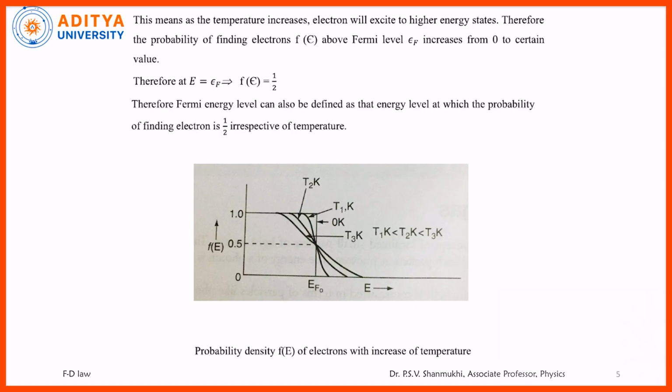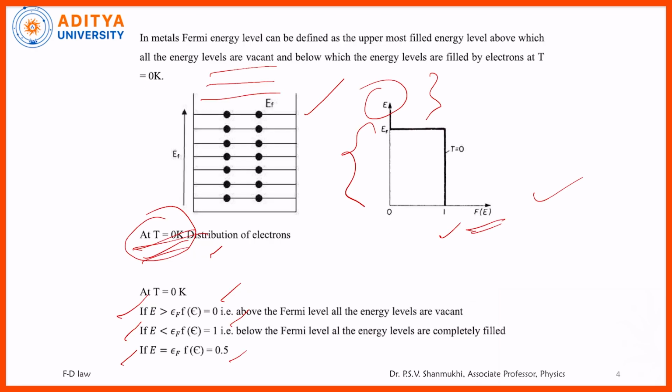Actually, suppose the temperature is increasing, what happens? When the temperature is increasing, electrons will go to the higher energy levels. As the electrons go to higher energy levels, the probability for the higher energy levels above the Fermi level increases, and the probability for the energy levels below the Fermi level decreases. You observe the probability is increasing for these energy levels and decreasing for those. So we get a graph curve like this.